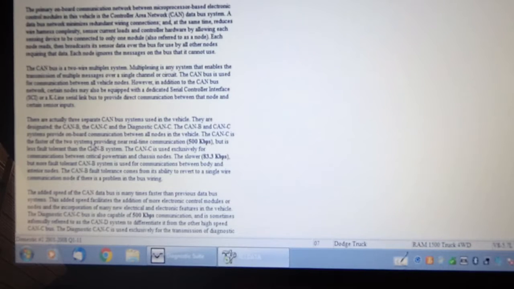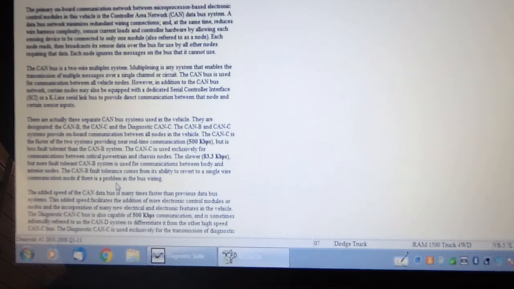The CAN C is the faster of the two systems, providing near real-time communication, 500 kilobits per second, but is less fault-tolerant than CAN B. The CAN C is used exclusively for communications between critical powertrain and chassis nodes. The slower 83.3 kilobit but more fault-tolerant CAN B system is used for communication between body and interior nodes. The CAN B fault tolerance comes from its ability to revert to a single wire communication mode if there is a problem in the bus wiring.